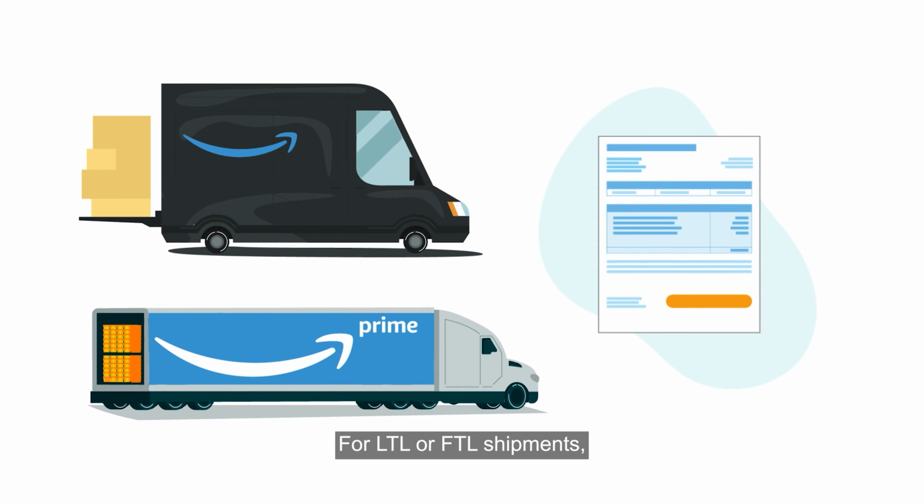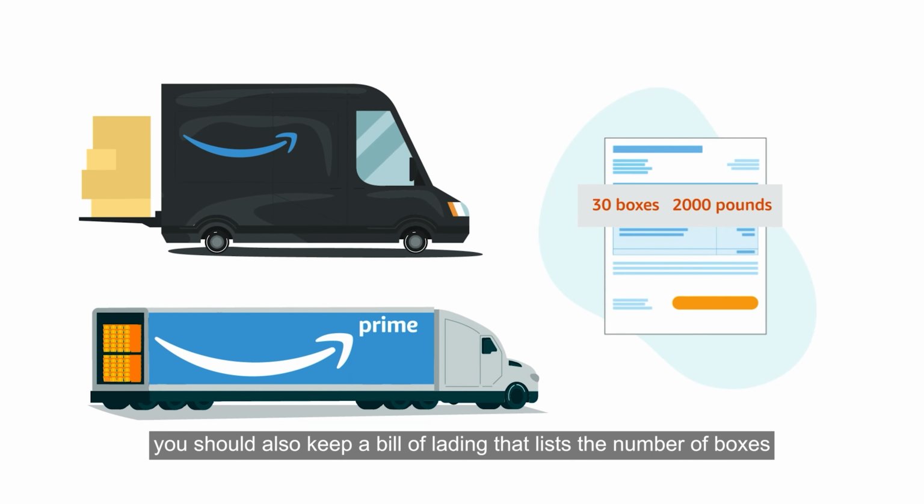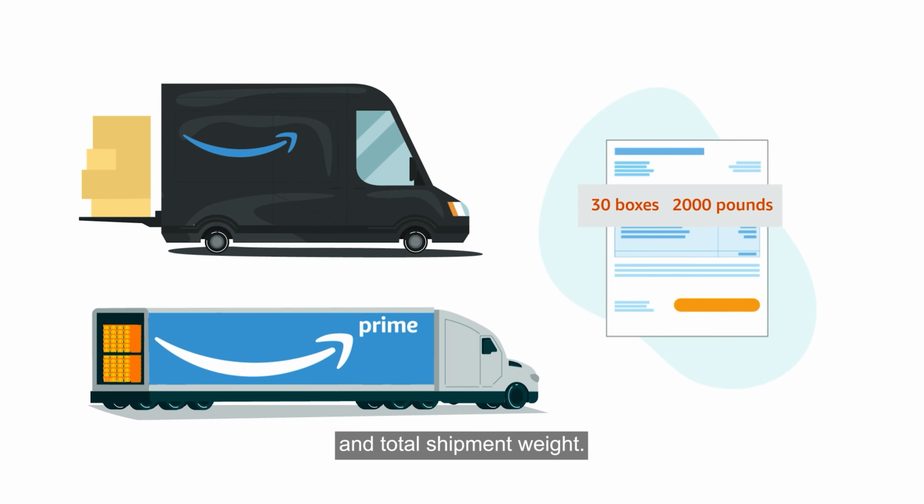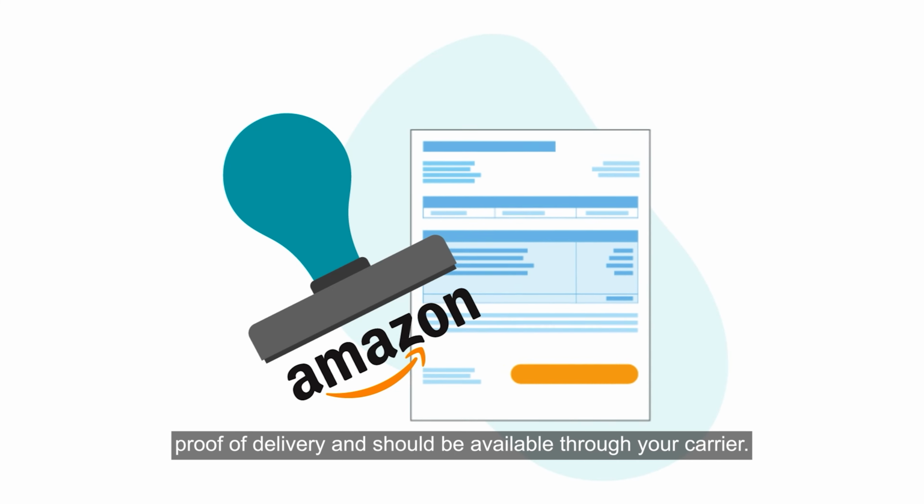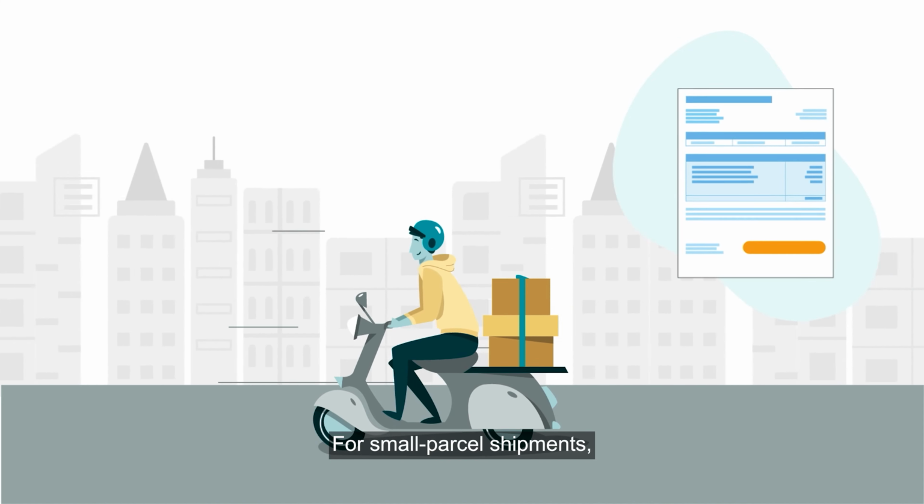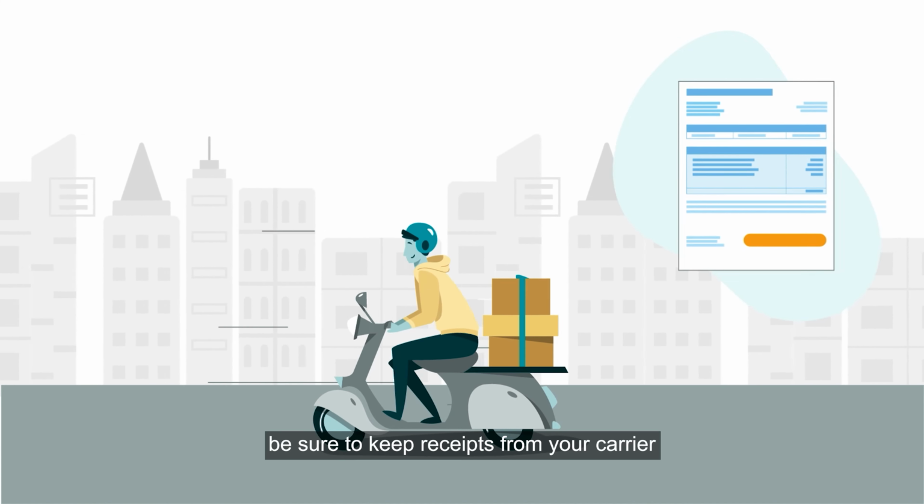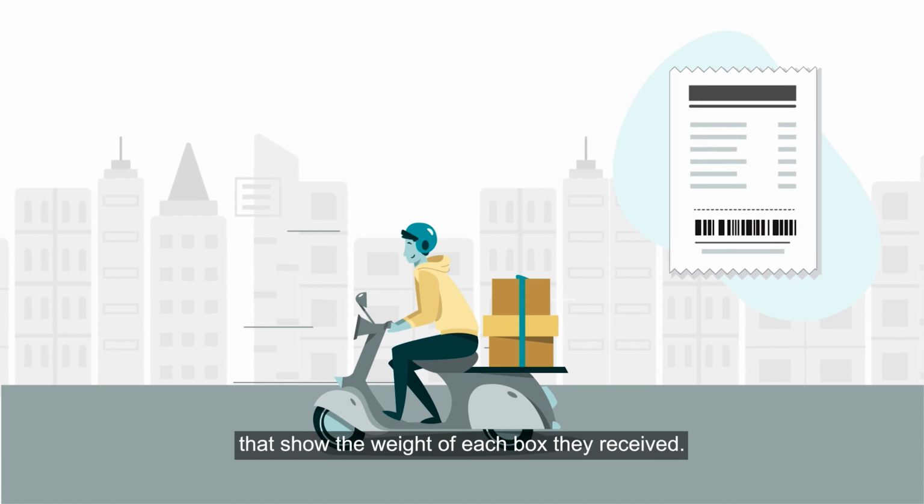For LTL or FTL shipments, you should also keep a bill of lading that lists the number of boxes and total shipment weight. The bill of lading must be stamped by Amazon to verify proof of delivery and should be available through your carrier. For small parcel shipments or SPDs, be sure to keep receipts from your carrier that show the weight of each box they received.